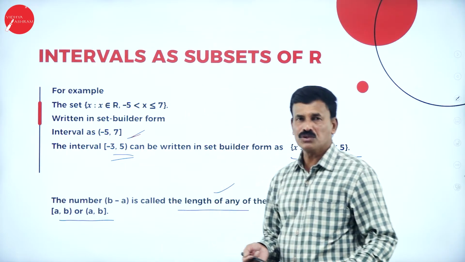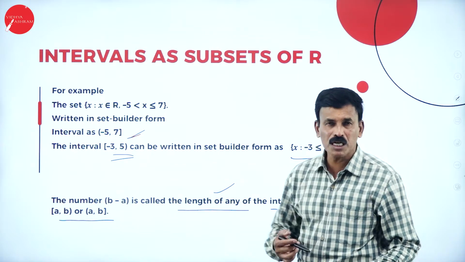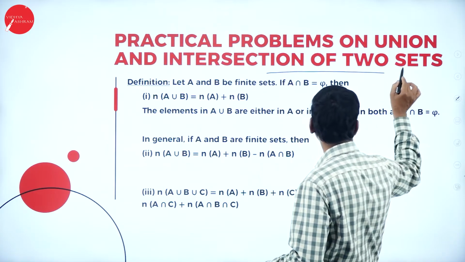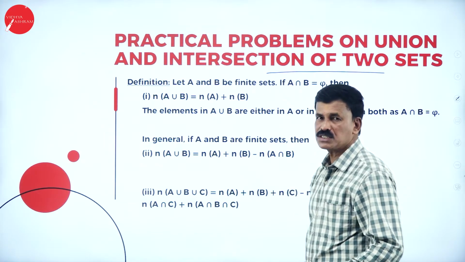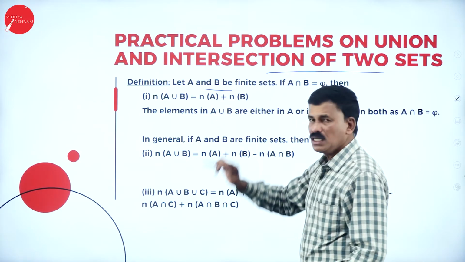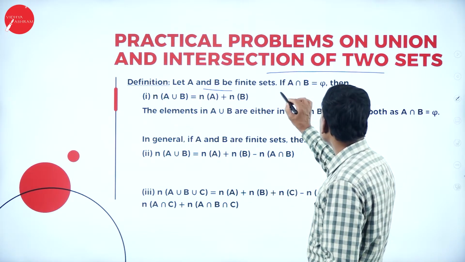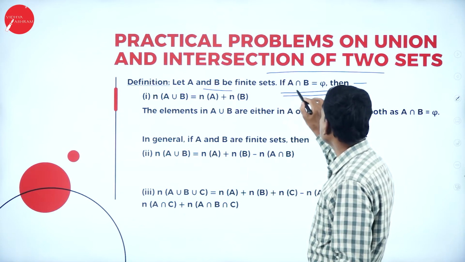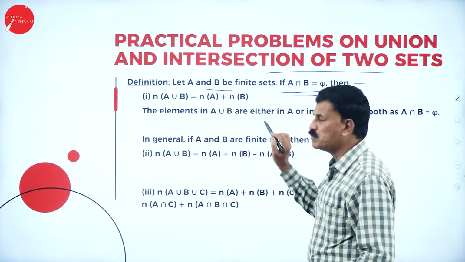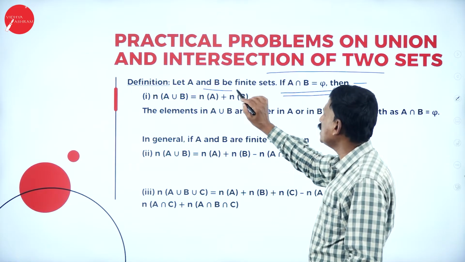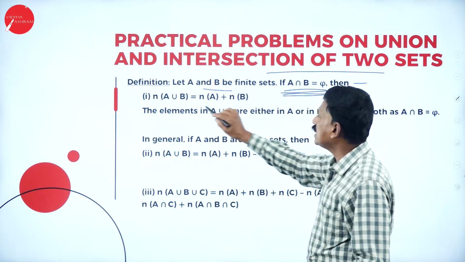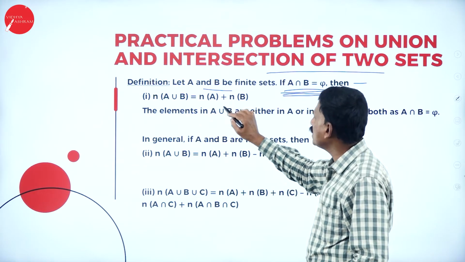Now, by knowing this, let us come to the very important concept, that is the applications of sets, practical problems on the union, intersection and complementation of sets. Now the practical applications on the operations on sets. Let us consider two sets. Let A and B be any finite sets. If the intersection of A and B is a null set, then n of A union B is equal to n of A plus n of B, because the intersection here is a null set.